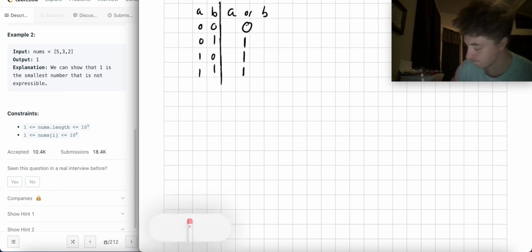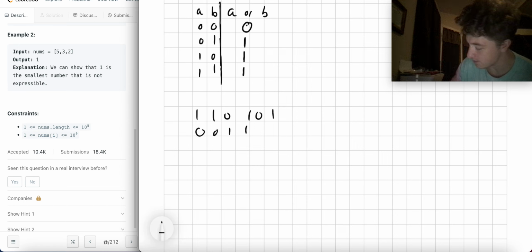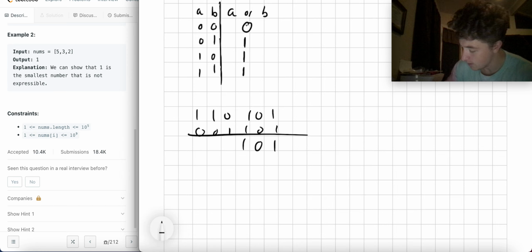If you had an integer like this, for example, that was represented like this, and you did an OR operation, you would get the following, right?